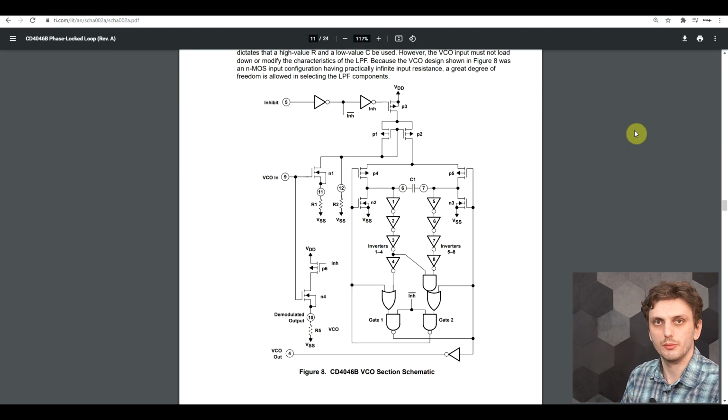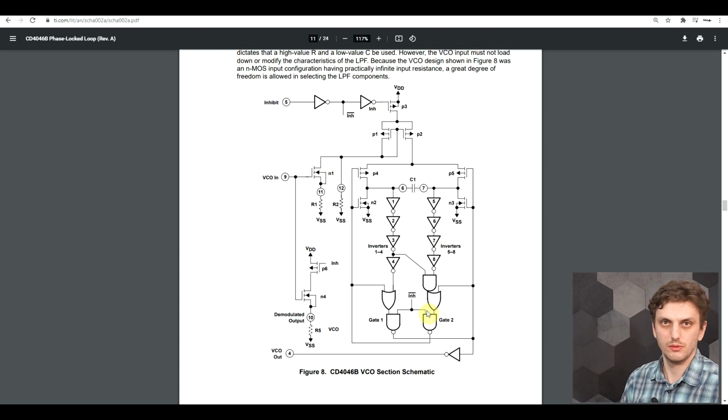So if we go through this document, we'll find the voltage controlled oscillator section, and basically what we have here is our capacitor, which is an external component that is being charged and discharged. Whether it's charged or discharged is set through this H bridge, so with transistors N2, P4, P5, and N3, and then we have a state machine that switches between charge and discharge.